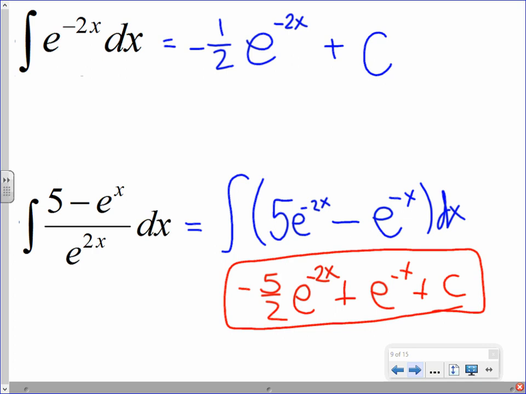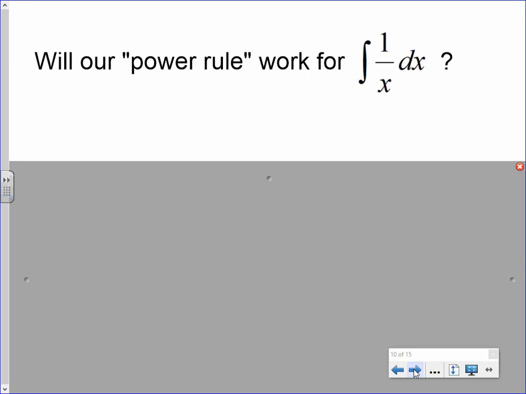Second place tomorrow. Okay. All right. We have one more rule to talk about, and I've avoided anything with this for this reason. But if we had 1 over x inside of an integral, what would happen if we tried to use the power rule? We get x to the 0. That doesn't make sense, right?